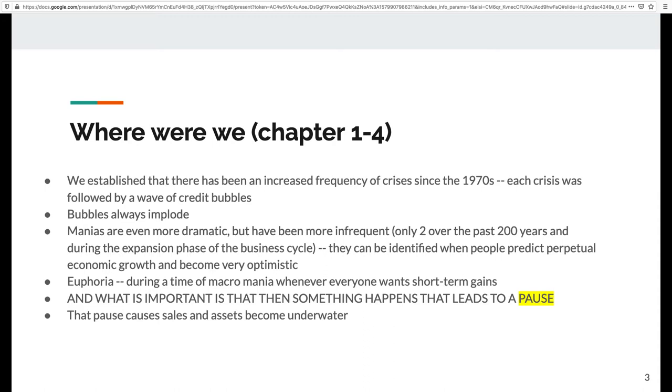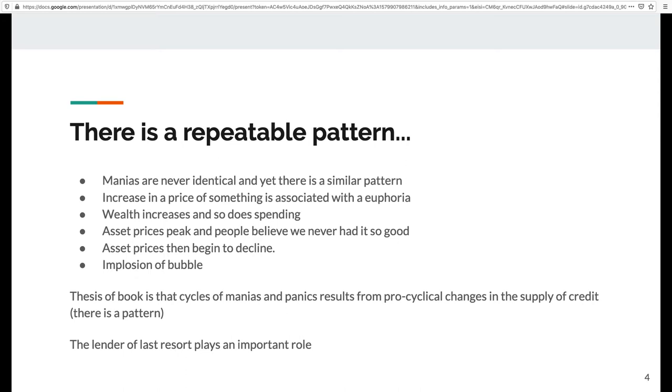Manias, which are kind of another level, are larger and more dramatic, but they don't happen as often. They're usually happening during the expansion phase of the business cycle. And then we have these periods of euphoria when everyone's just searching for short-term gains. And what happens in these euphorias is that something happens that leads to a pause. That pause gets everyone scared, and it causes the asset that everyone was buying for these short-term gains to become underwater.